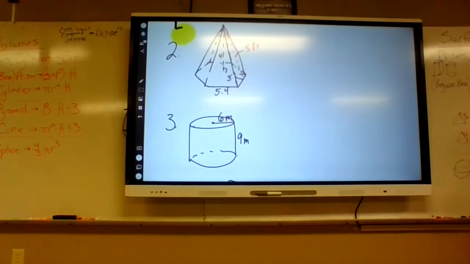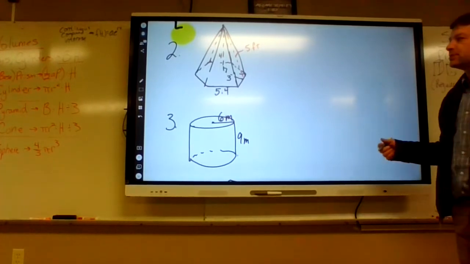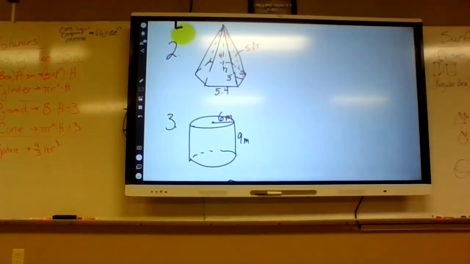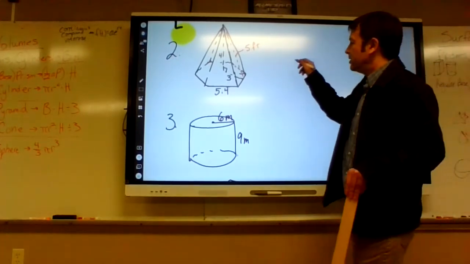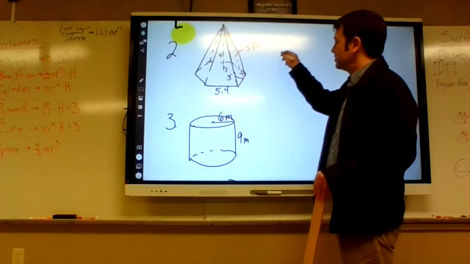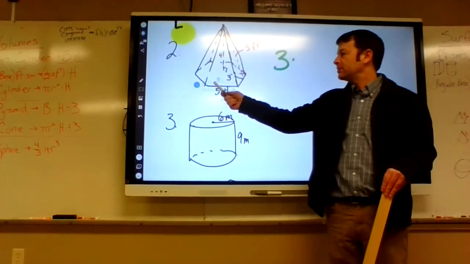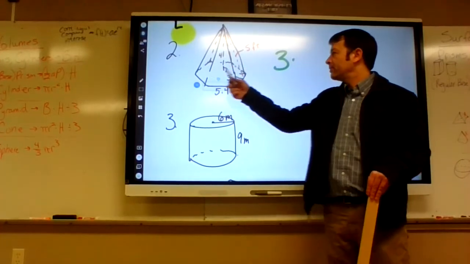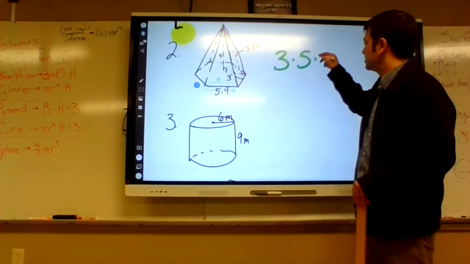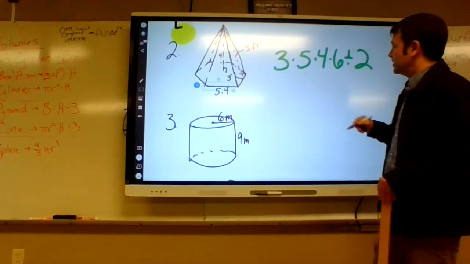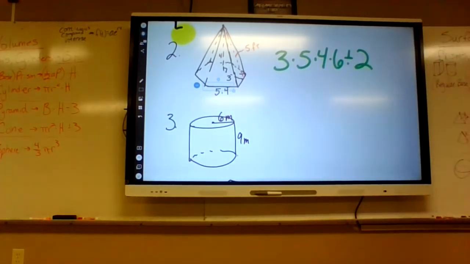Okay, how do I find the area of the base though? Half times apothem times perimeter. Right, for a regular base you use apothem times perimeter divided by 2. So apothem is 3. Perimeter is, how would I find perimeter? 5.4 times 6. Divided by 2. That would give me, gosh, why is the calculator not working?